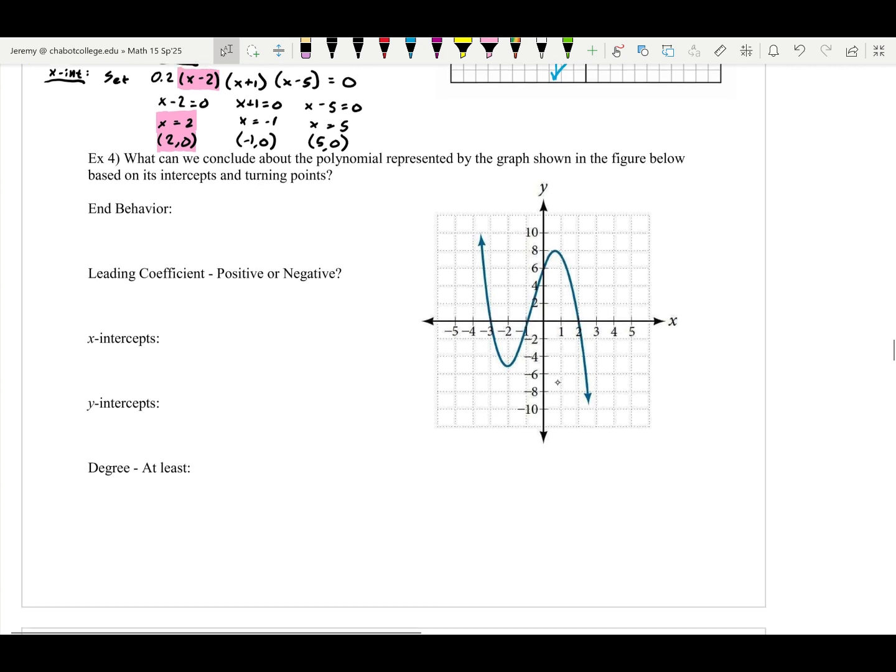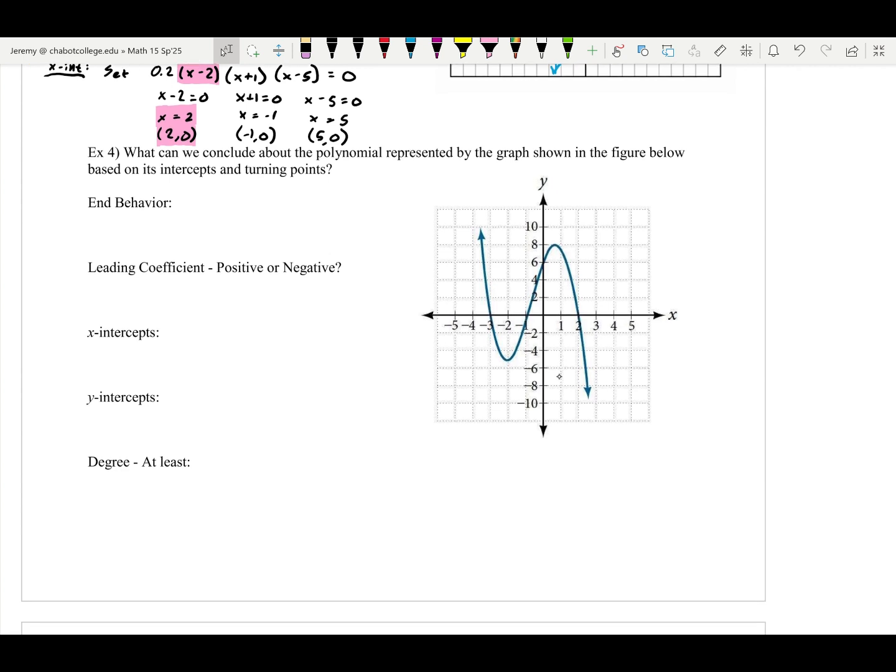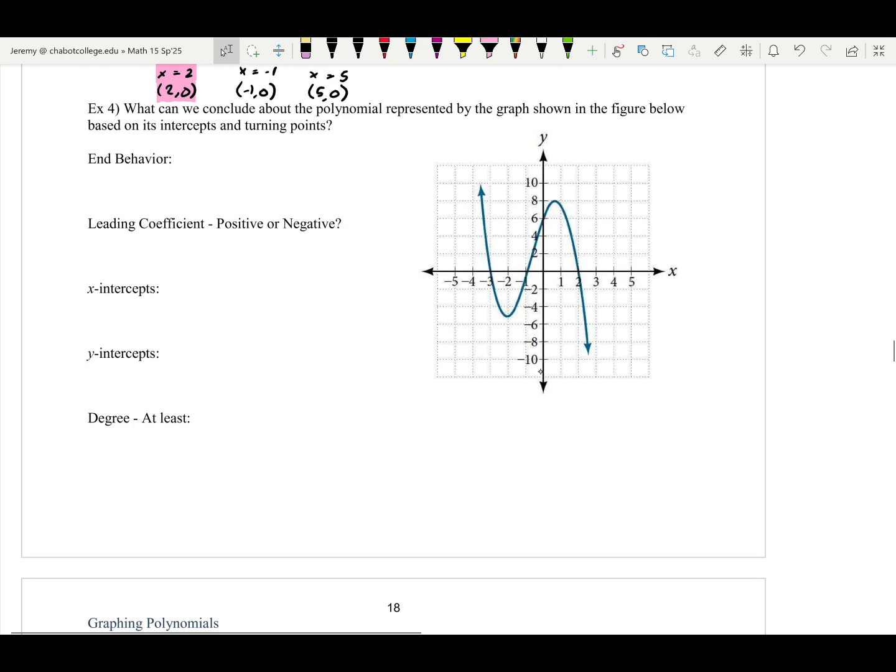Example 4, what we're doing is kind of working in the opposite direction, where we're given the graph and we're asked to provide some information about the function. So example 4 reads, what can we conclude about the polynomial represented in the graph shown in the figure below based on its intercepts and turning points? So here are a few prompts. Let's see what we can discover or say about the end behavior first.